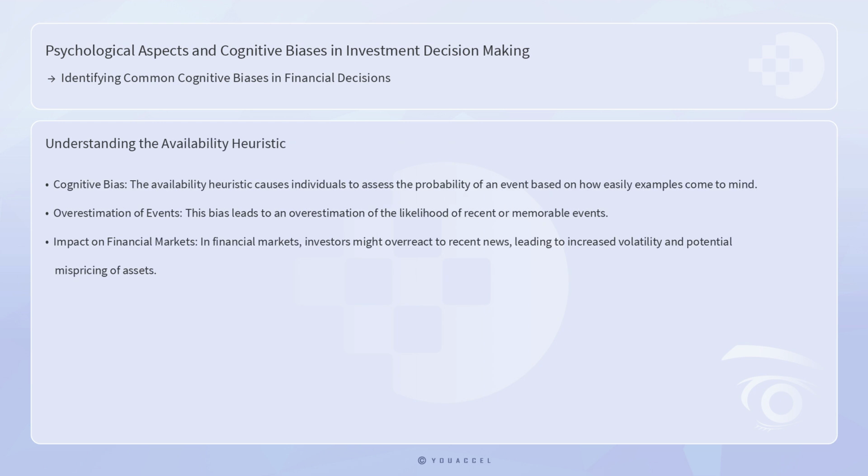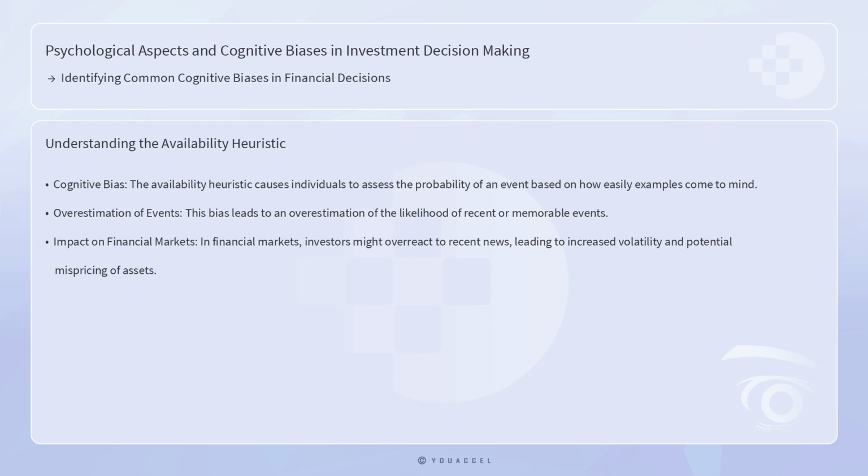Another notable bias is the availability heuristic, where individuals assess the probability of an event based on how easily examples come to mind. This can lead to an overestimation of the likelihood of recent or memorable events and an underestimation of more statistically probable but less salient events. Tversky and Kahneman demonstrated how the availability heuristic could skew judgments and decisions.